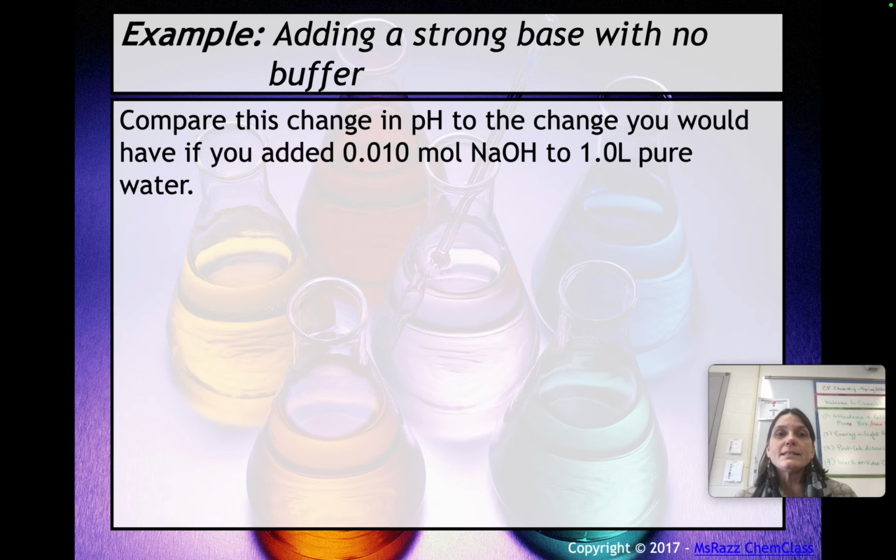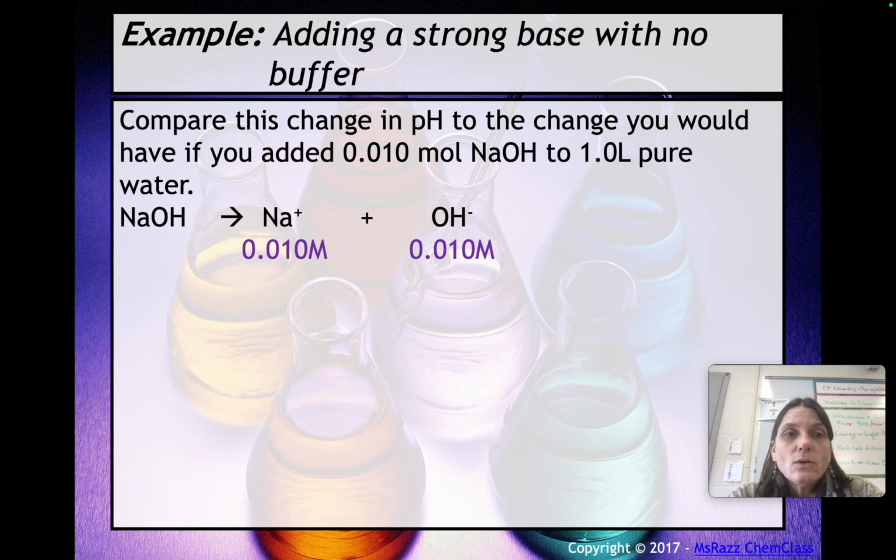Now we're going to take the system and compare this to the pH change if you were to add NaOH to pure water. This is what we did in class, where we added 5 drops and the pH went crazy. If we add 0.01 moles of NaOH to 1 liter of water, we get complete dissociation into Na+ and OH-. So now we have 0.01 molar OH- in the solution.